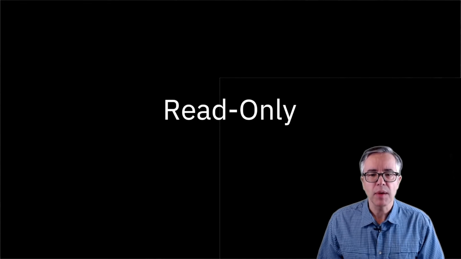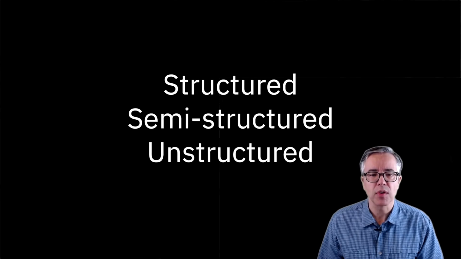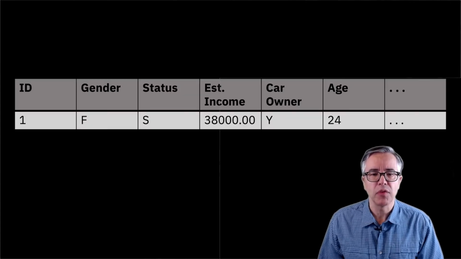Using a read-only approach is not new. We also see it in data warehouses and data marts. What is the data we are storing? At a high level, we can divide it as structured, semi-structured, and unstructured data. What does that mean? When we talked about structured data, it refers to data that is divided in multiple columns. For example, we can have records that include fields like gender, estimated income, and age.